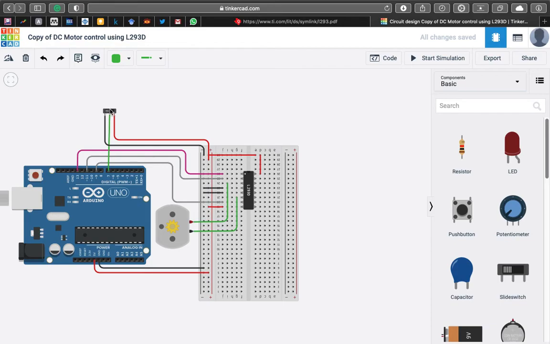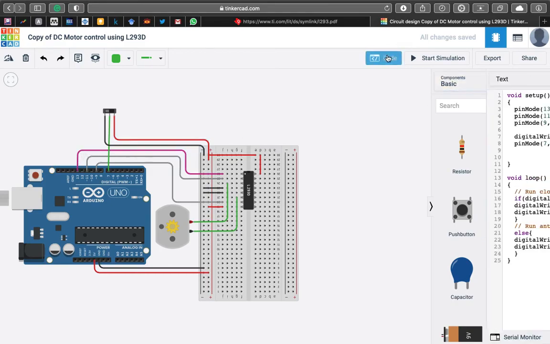One more connection made here is a switch to control the direction of rotation. If I give 1 0, positive and negative, it will run clockwise. If I give negative and positive, it will run anti-clockwise. To switch the direction we are using a switch here, which will be used as an input. Pin number 7 is an input, pins 9, 11, 13 are outputs, and 13 is the enable signal.